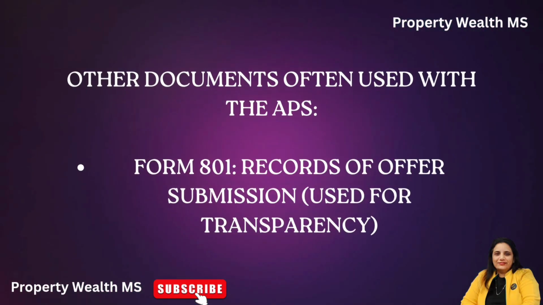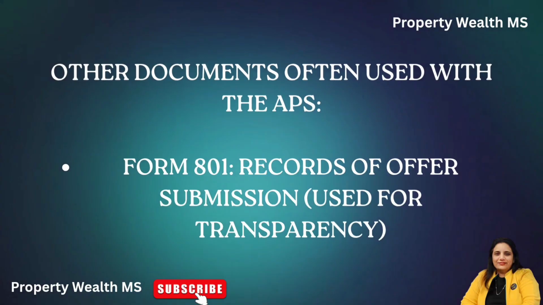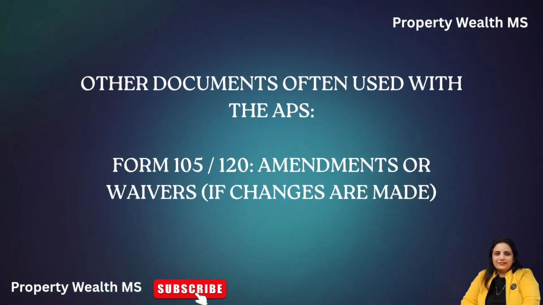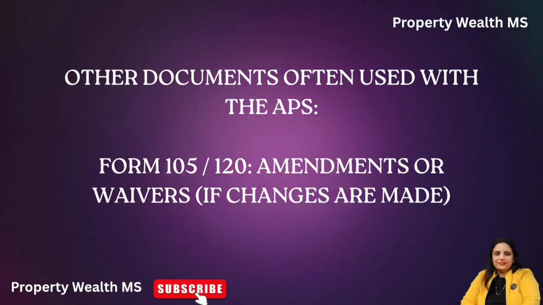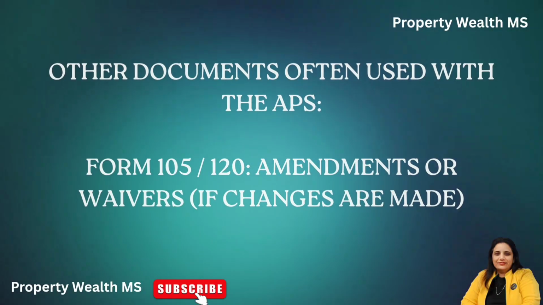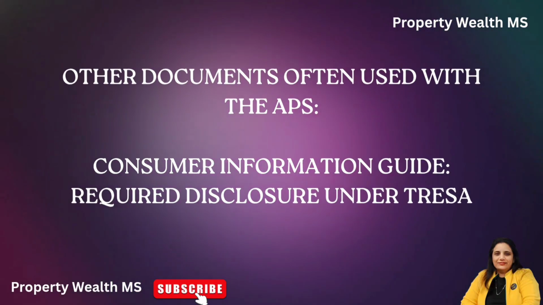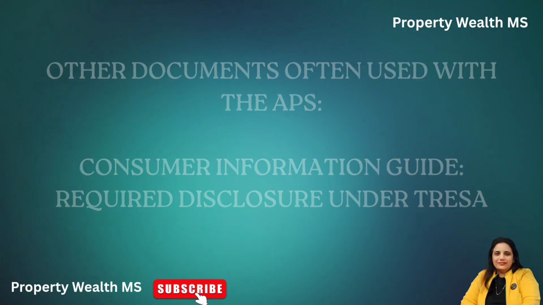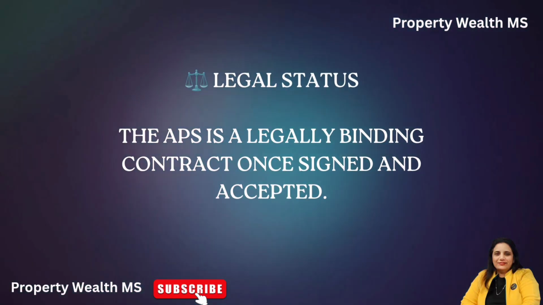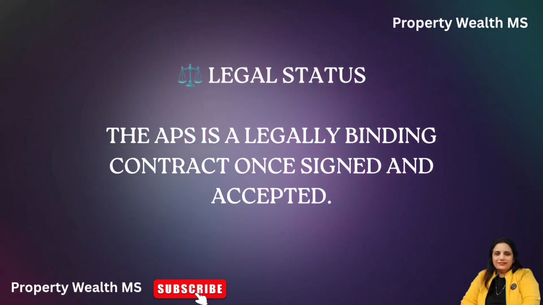Let's take a look at the different forms that we use with the APS. Schedule A, usually used for the conditions. Schedule B, brokerage related terms. Form 801, record of trade after submission. Form 105 and 120, amendments and waiver. The consumer information guide must be provided as per TRESA.